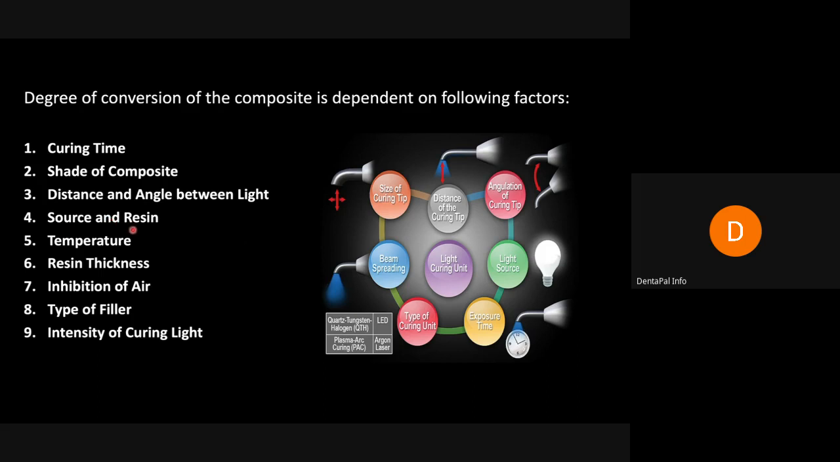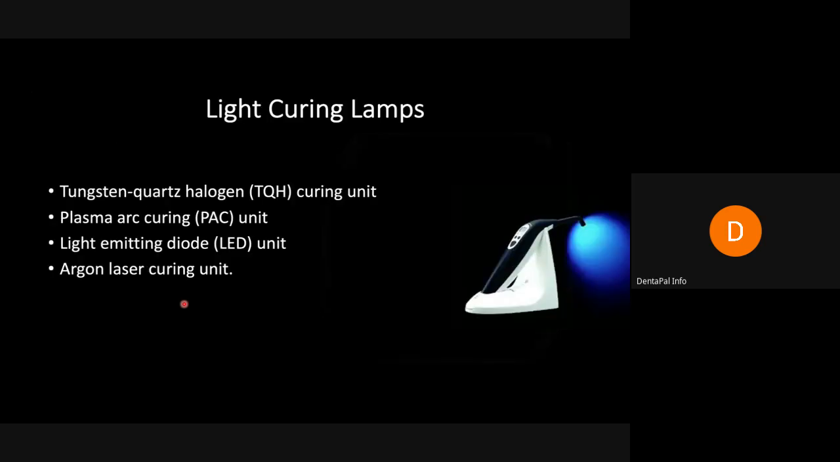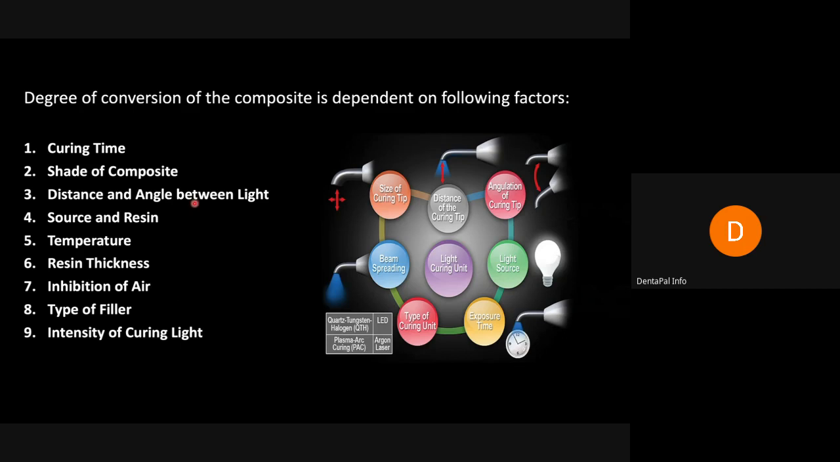Source and resin. What type of resin am I using. The temperature, if it is winter or summertime. Resin thickness, thickness of layer. Inhibition of air, if I'm using glycerin to inhibit air or not. Type of filler, if it is macro, micro, nano, or hybrid. Intensity of the curing light. All these factors affect the conversion of monomers into polymers. Let's talk about them one by one.